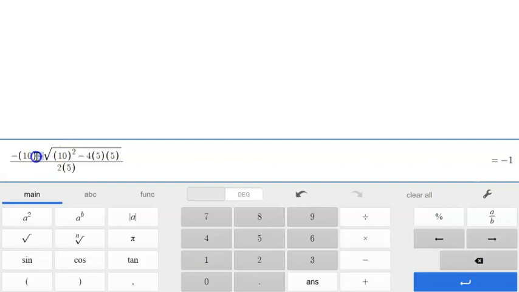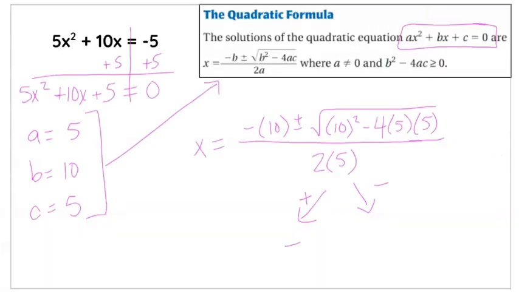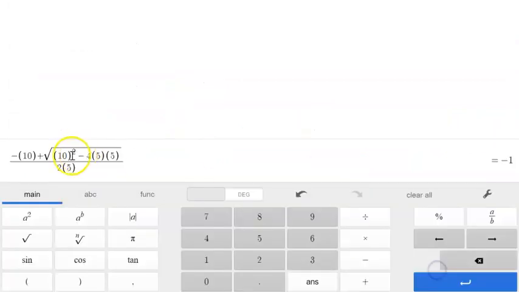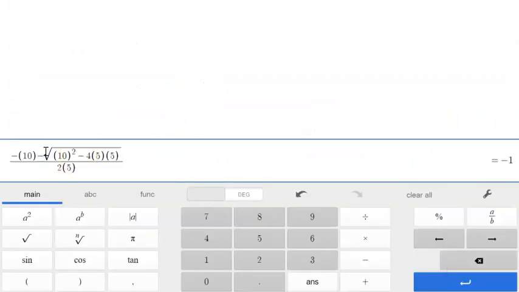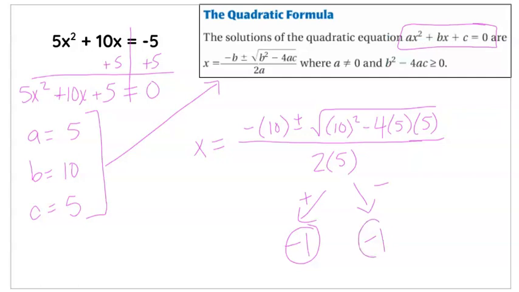So we can see when we have plus in the middle, we get our answer of -1. And now we'll go back to our calculator, change that plus sign to a minus sign, and you can see we also get the answer of -1. So when that happens, both of our answers are the same. We just have one answer. X is equal to -1. So that's an example of when a quadratic equation has only one solution.